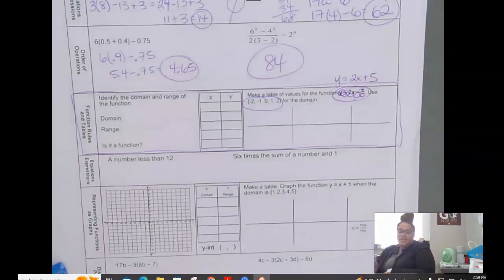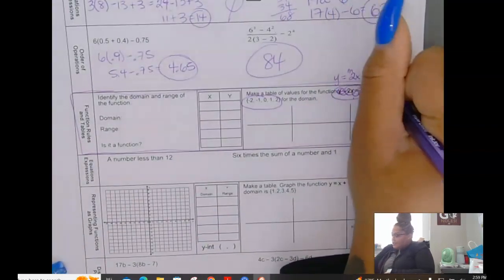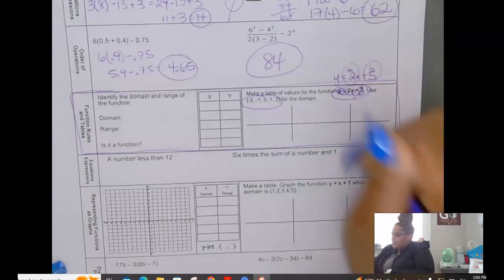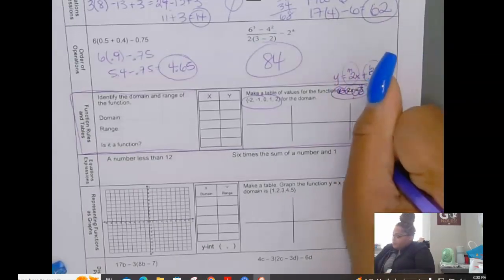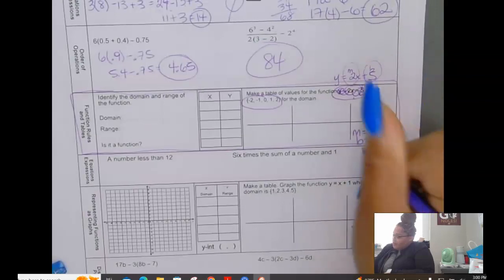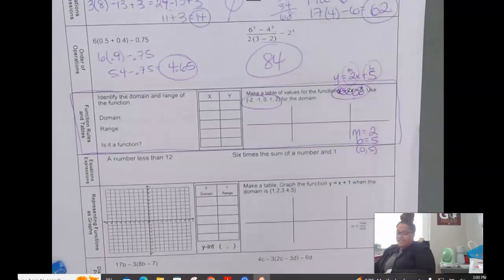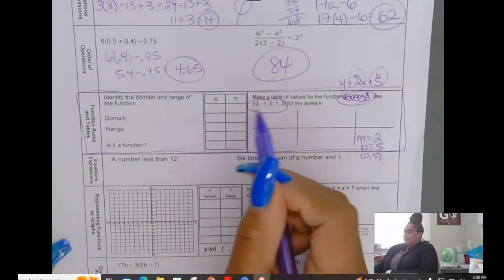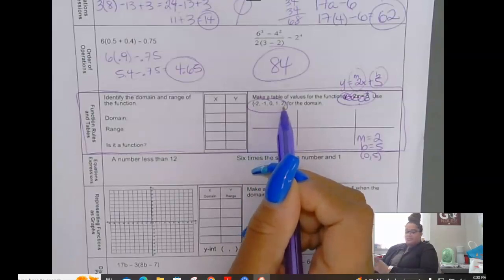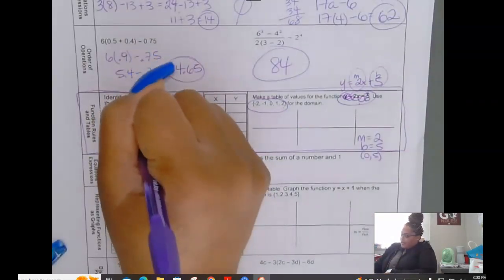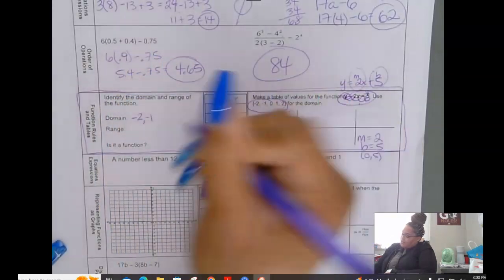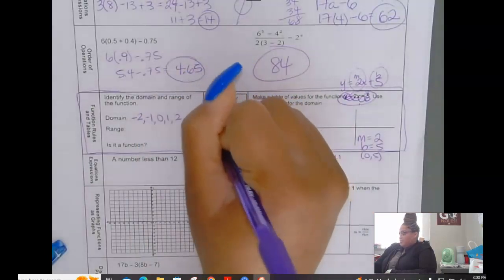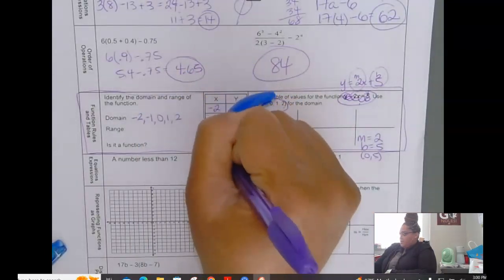Now, this is a linear relationship in mx plus b form, and I can easily identify my y-intercept and my slope. My slope is 2. My y-intercept is 5, or (0, 5), because that's a point on the graph where it crosses the y-axis. So I'm going to take my x values, since that's my domain: -2, -1, 0, 1, 2.